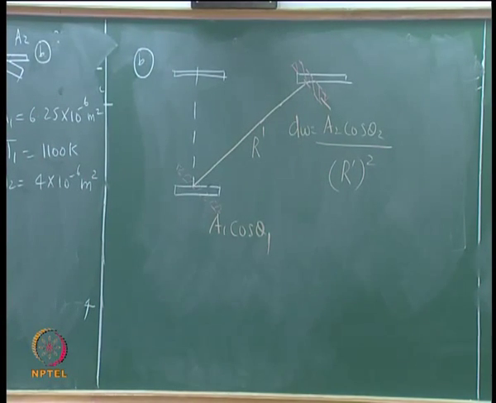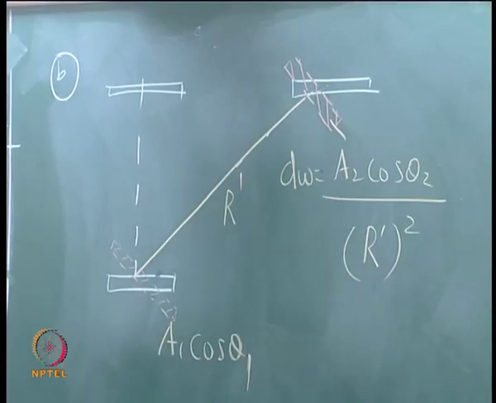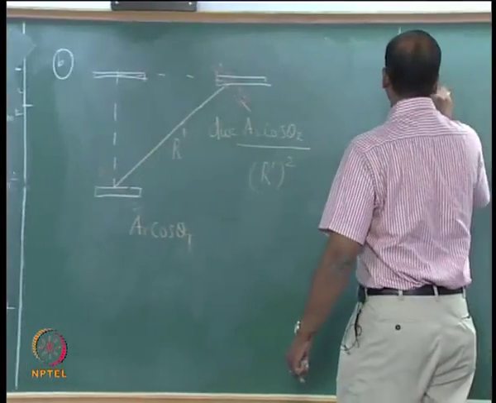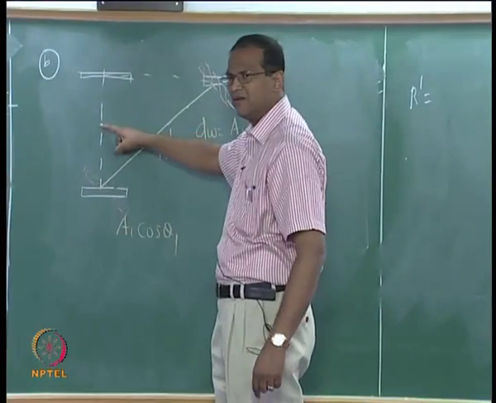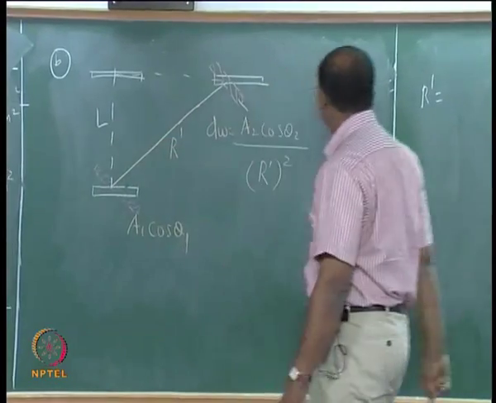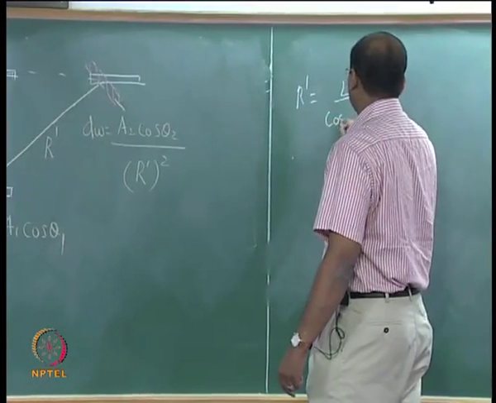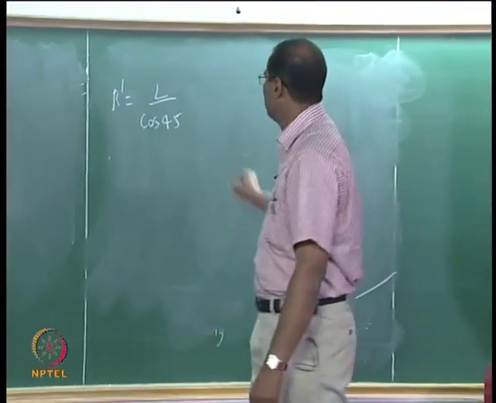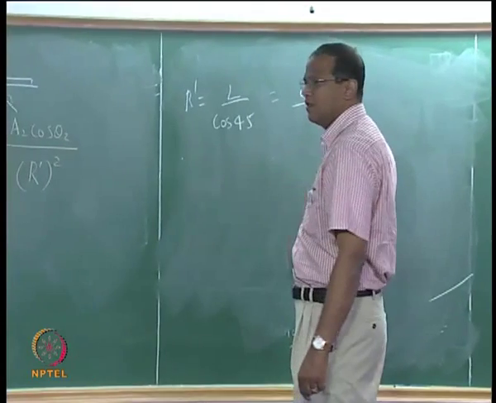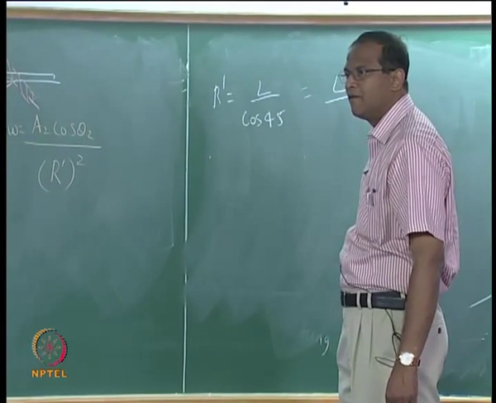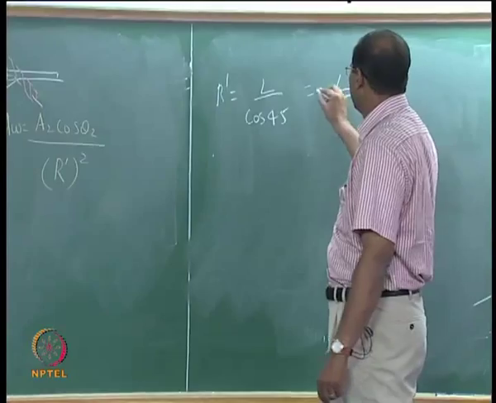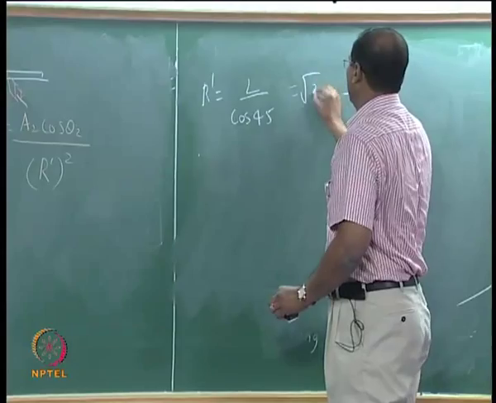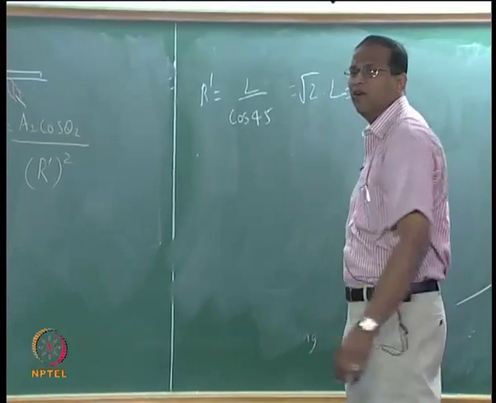Correct? Is it okay? Now first we have to get the R dash. Did we call it L? Okay, doesn't matter. 1 by root 2, root 2 L, 0.566.